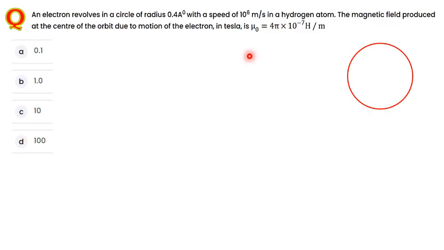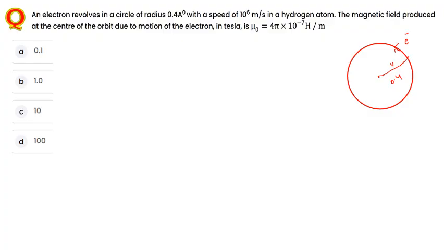From this one we are going to find out what is the B value here. First, I just mention here, in this case, what are the things they have given. This is about the electron which is moving with velocity V, that is 10 power 6, and the radius they have given is 0.4 angstrom, that is 0.4 into 10 power minus 10.